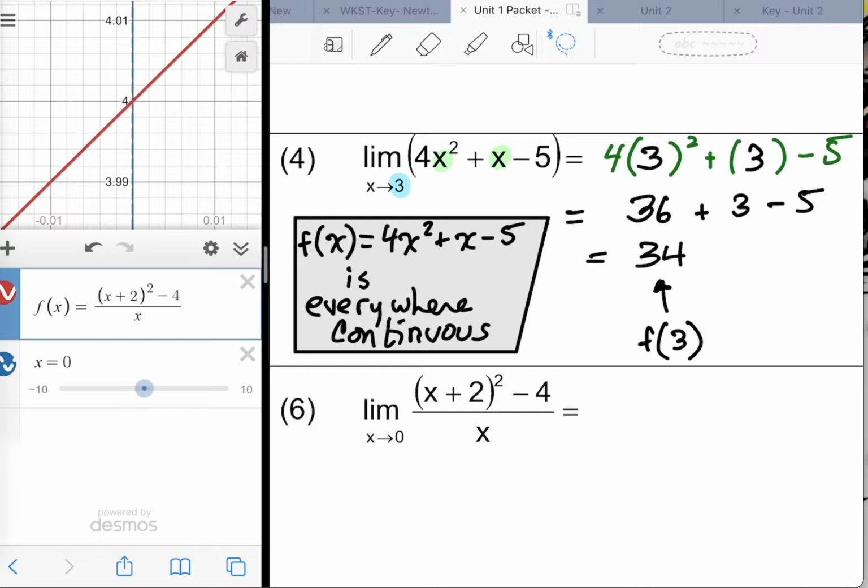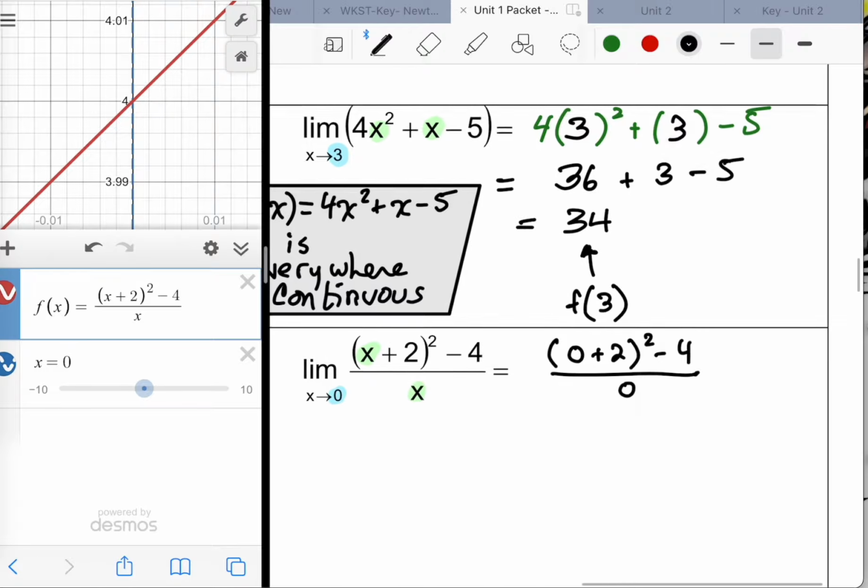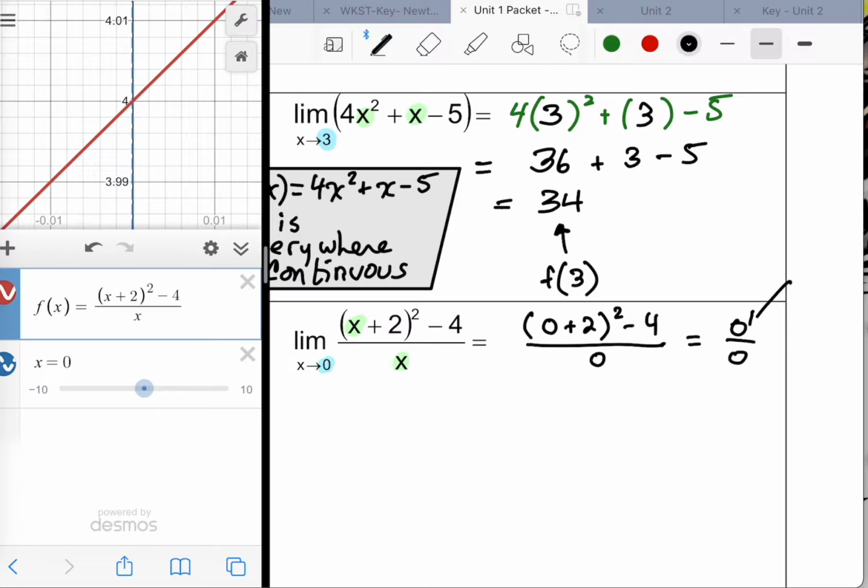So one technique I could try would be to replace each of the x values with a 0. So we'd get 0 plus 2 squared minus 4 over 0. So 0 plus 2 squared is 2 squared, which is 4, minus 4 is 0. So you get 0 over 0. The inclination is to say, no solution, we've got 0 on the bottom of a fraction, it's all over. This is not an undefined situation. This is what's known as indeterminate.